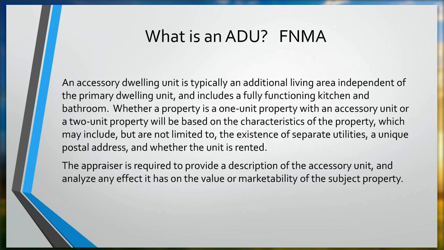Okay, now Fannie Mae has a little bit of a different take on it. An accessory dwelling unit is typically an additional living area independent of the primary dwelling unit and includes a fully functioning kitchen and bathroom. Whether a property is a one-unit property with an accessory unit or a two-unit property like a duplex, done on the 1025 form, will be based on the characteristics of the property, which may include but are not limited to the existence of separate utilities, a unique postal address, and whether or not the unit is rented.